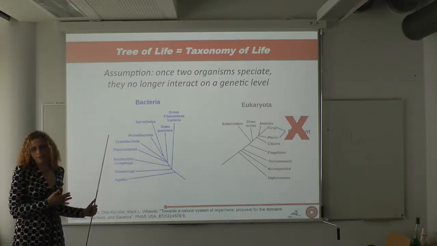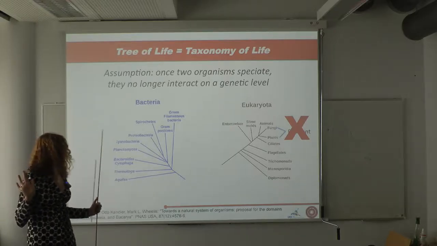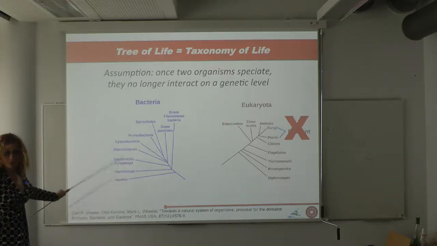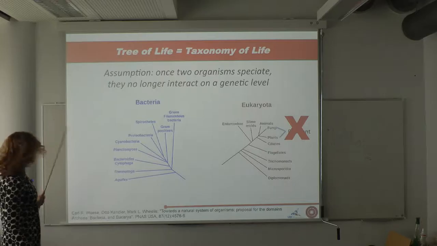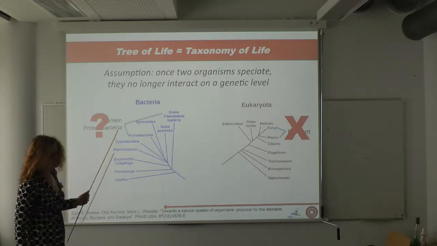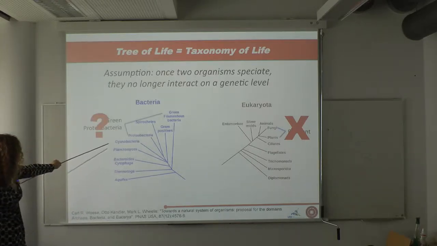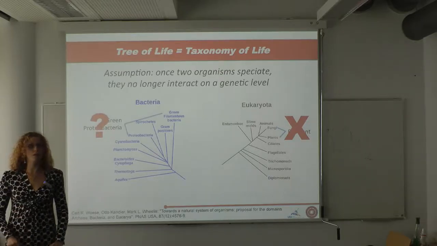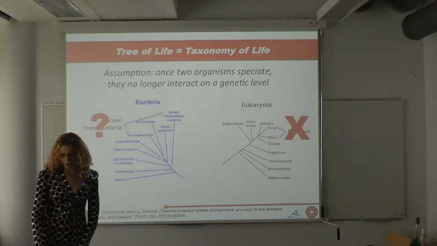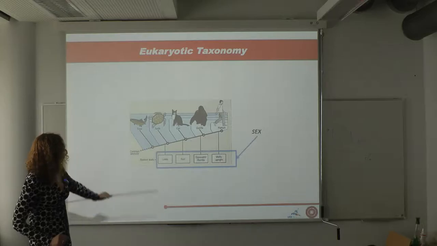bacteria are a lot less typical. They're like, yeah, we don't care. So we're going to interact on all levels, right? And the idea is that if you have a green filamentous bacteria and the proteobacteria, you can potentially have a green proteobacteria. Okay? And here's where the sex comes in.